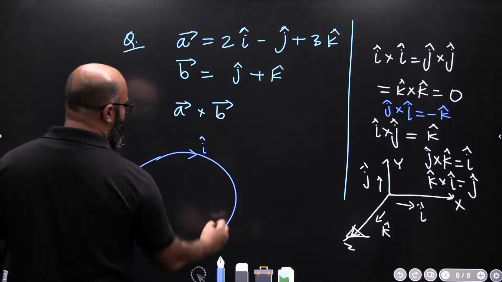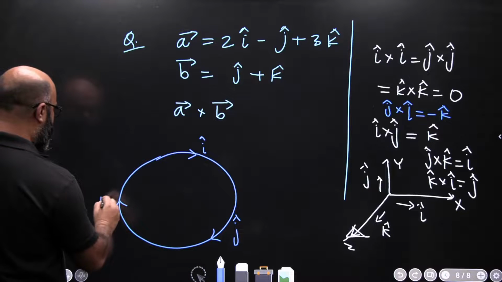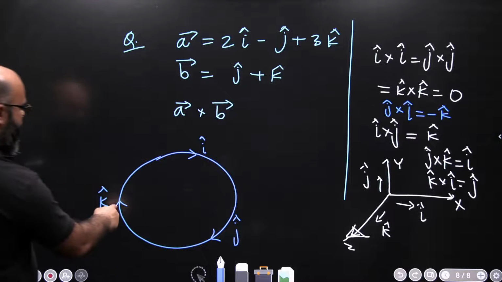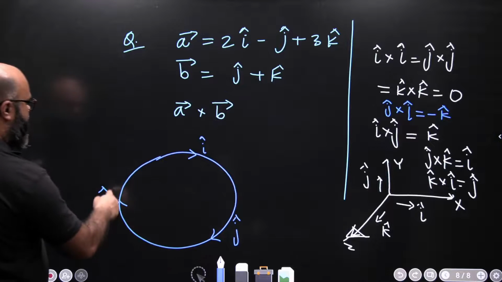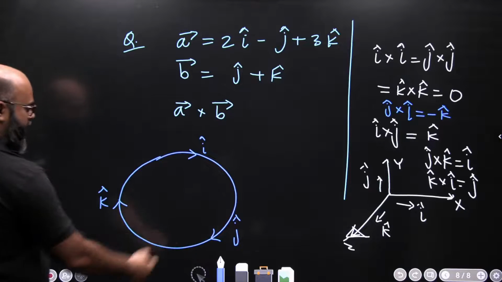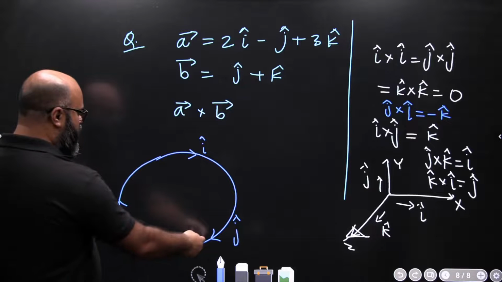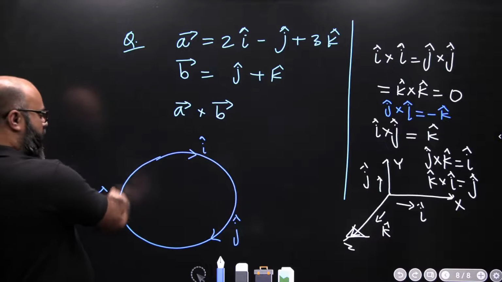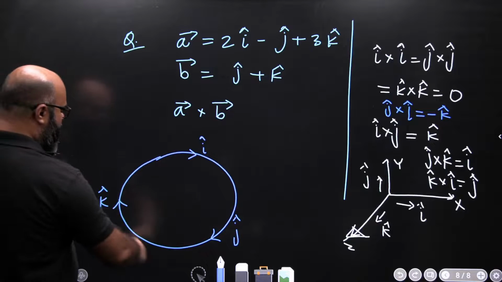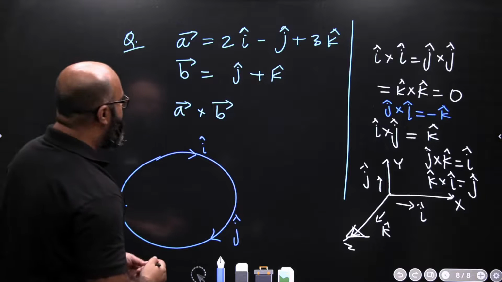So you can remember this result by a circle like this, and take i here, j here, k here. If you go from i cross j, you will get k. If you go from j cross k, you will get i. If you go from k cross i, you will get j. But if you proceed in the opposite direction, that is you take j cross i, you will get minus k, i cross k, you will get minus j, k cross j, you will get minus i. So this we have to remember here.